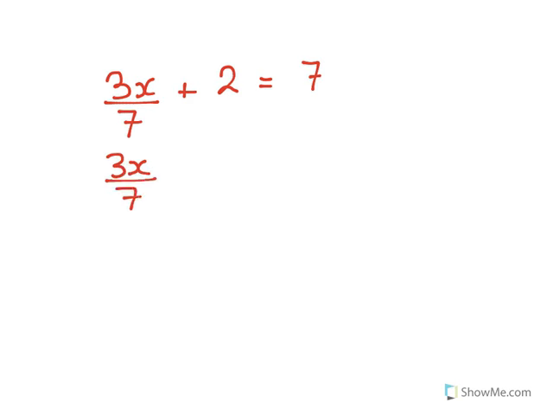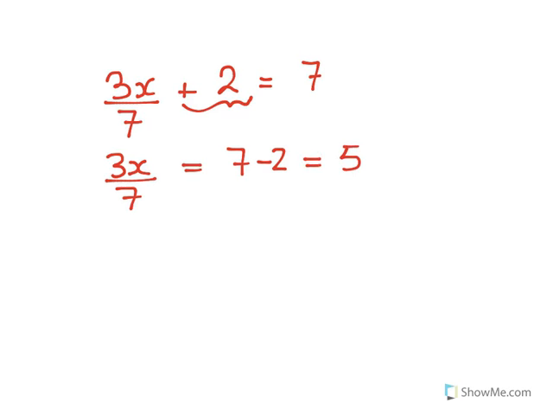Let's try one with divide then. 3x divided by 7 plus 2 equals 7. What do we do here then? Well, we take the 2 over to the other side, we leave the x by itself first, and get rid of the 2 to the other side, equals 7. The plus 2 moved over to the other side becomes minus 2. So 3x over 7 equals 5.